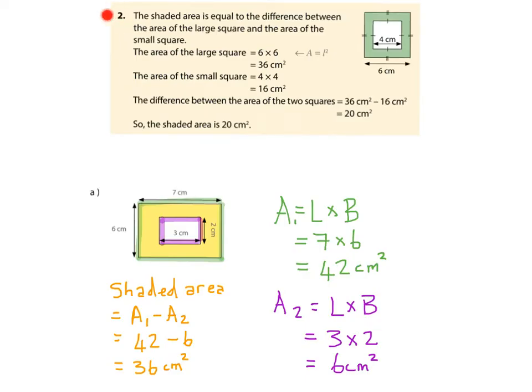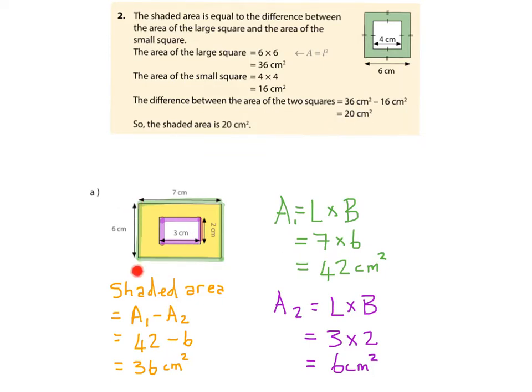So in the next example, we are shown how we can take two shapes away from each other to create a shaded area. Here is an outside square and an inside square, and when you subtract this inside square, like you're cutting out a piece of paper, you get what is left behind, which is your shaded area. So the outside square is a 6 by 6, giving us 36 square centimeters, and the inside is a 4 by 4, giving us 16 square centimeters, and when you subtract them, you get the area of this shaded part, which is 20 centimeters squared.